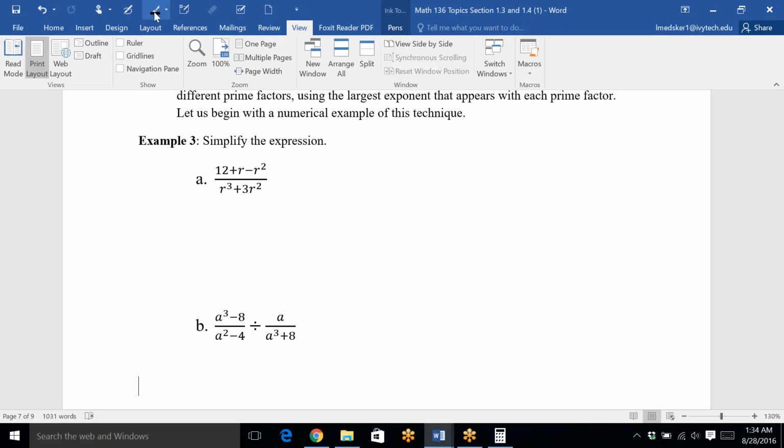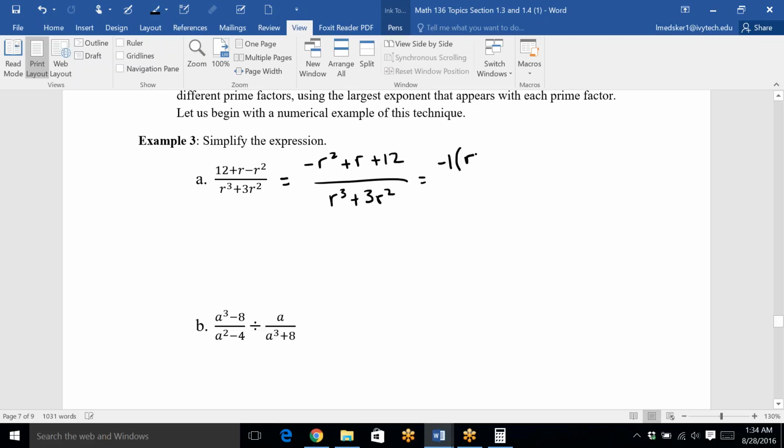So for part A down here on example 3, I first of all don't like the way they've got this. I always like to list my factors in descending order like we talked about in class. So that's negative r squared plus r plus 12 over r cubed plus 3r squared. Now top and bottom are both in descending order. We don't like to lead with a negative. That's something that I just always try to stress to students, that you don't want to lead with a negative. That does not help you for factoring.